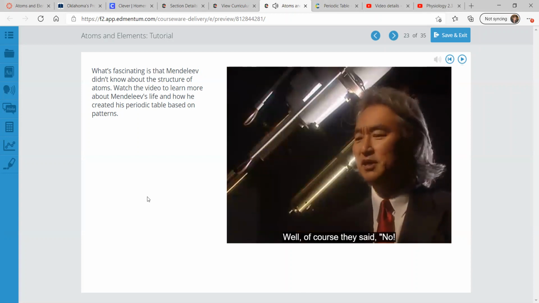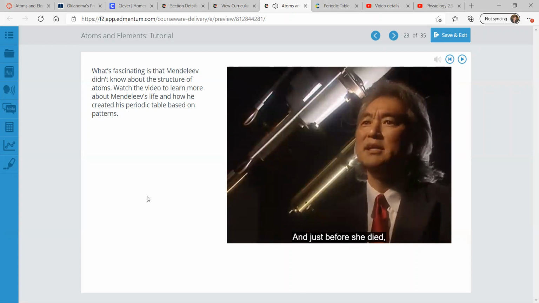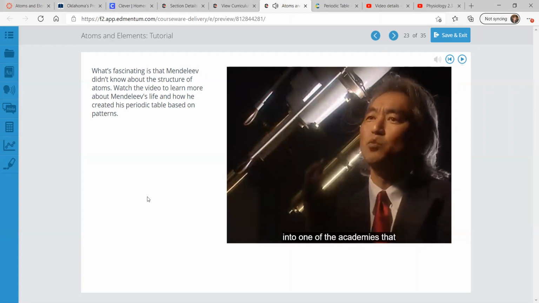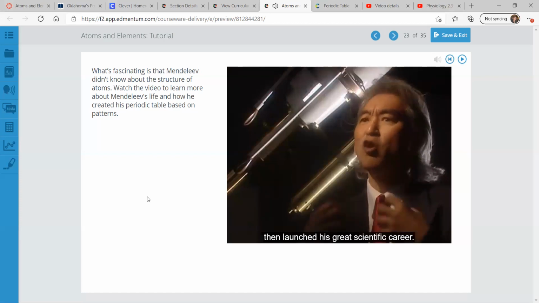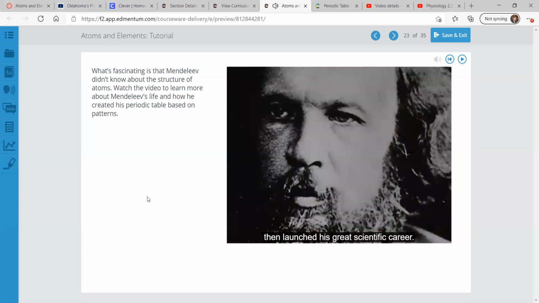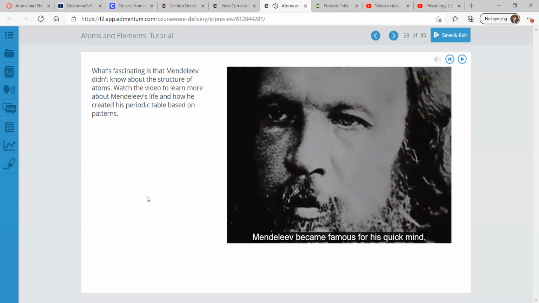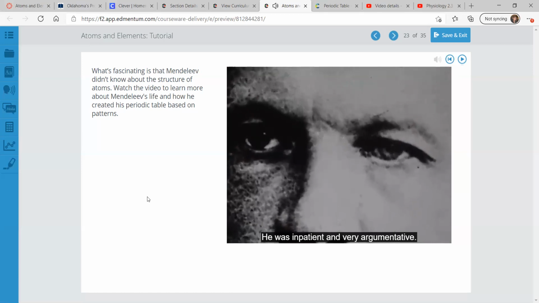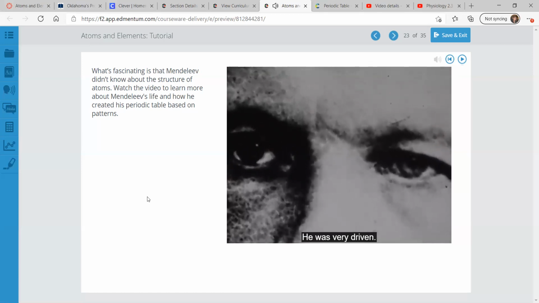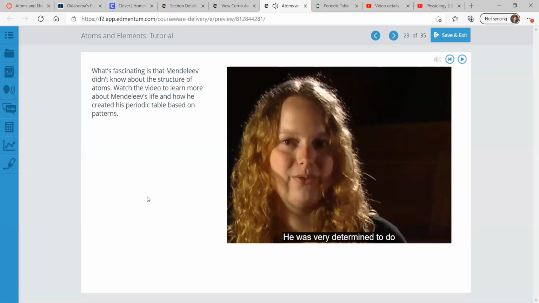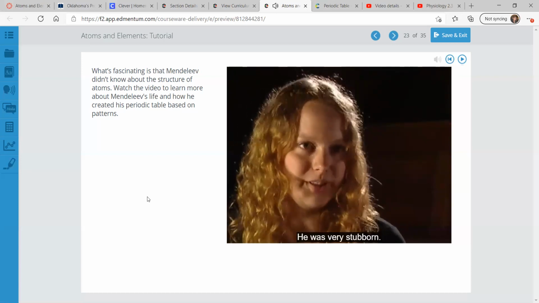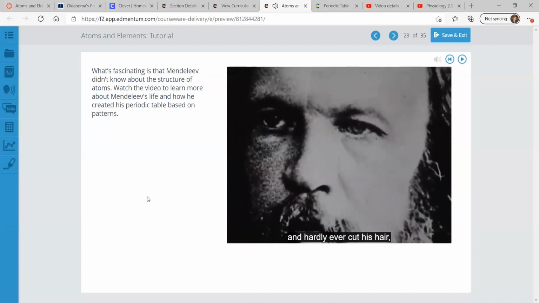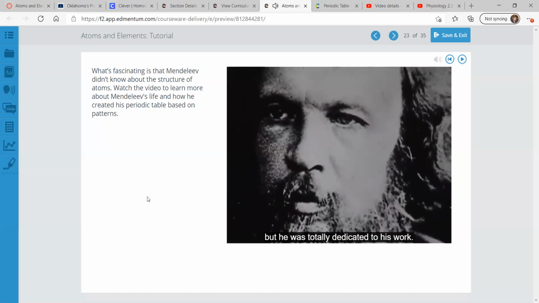Well, of course, they said no. He's from Siberia, the backwash. And yet, just before she died, she was finally able to get her son into one of the academies that then launched his great scientific career. As a young man, Mendeleev became famous for his quick mind and quick temper. He was impatient and very argumentative. He was very driven. He was very determined to do what he set out to do. He was very stubborn. He also became rather eccentric. He grew a long beard and hardly ever cut his hair, but he was totally dedicated to his work.